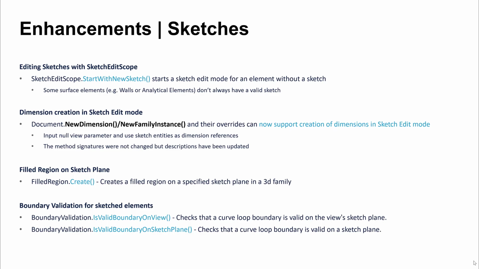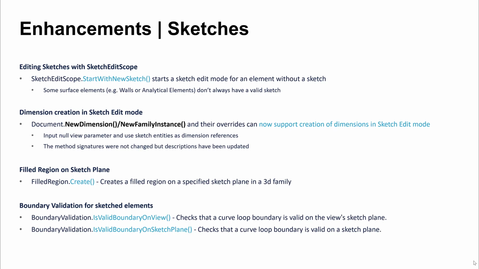We also now added the ability to create dimensions inside of a sketch edit mode. So that includes document new dimension and document new family instances, which can now support creating something in sketch edit mode. To do that, you can go ahead and enter a null for the view parameter, and use sketch entities as dimension references. The sketch entities being objects in the sketch. We didn't change the method signatures themselves, but we changed the descriptions to say that this is now possible.